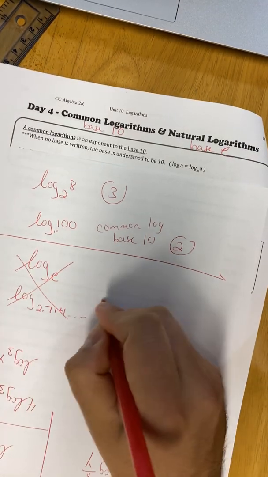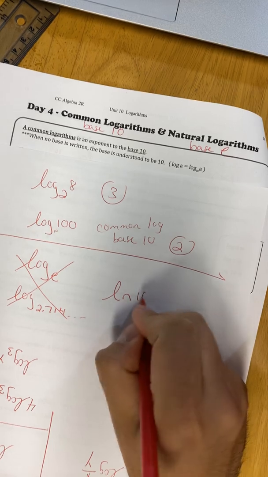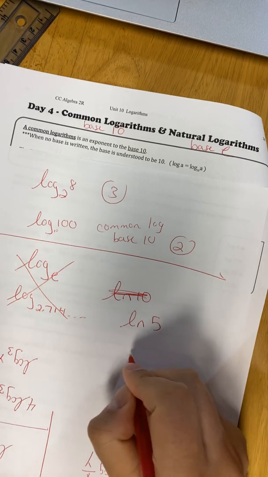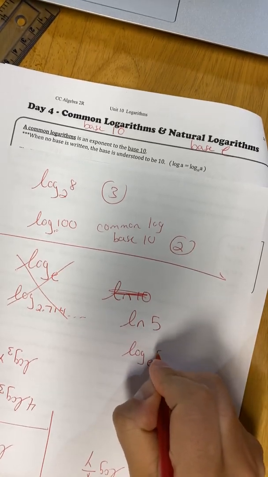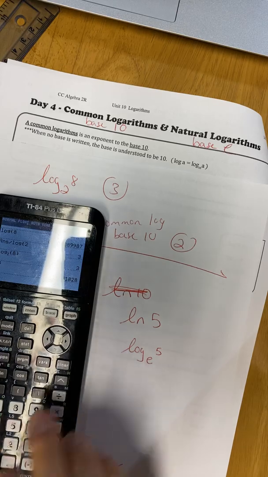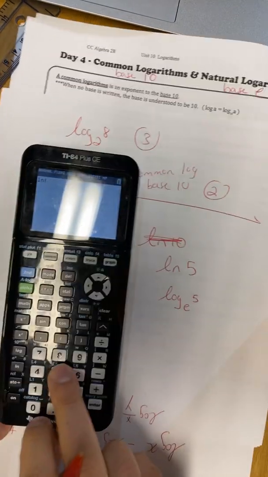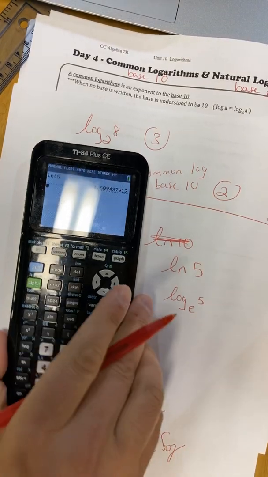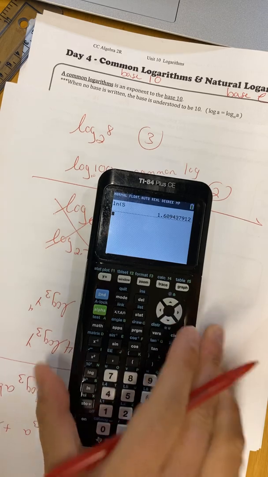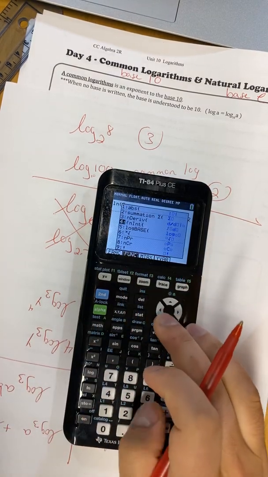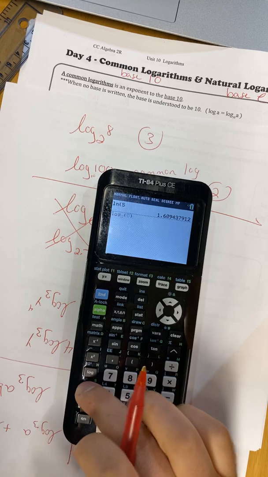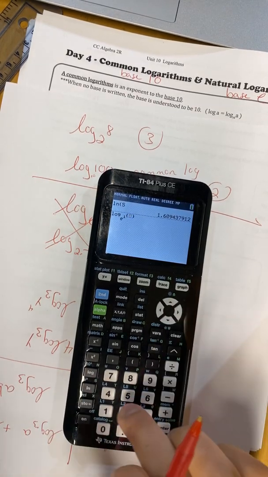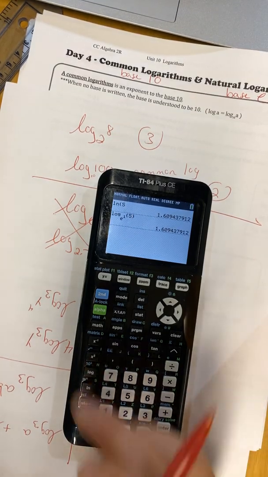But they don't write this. They write ln. So if I say ln of 5, that really means log base e of 5. So ln is found right here. If you hit ln 5, enter, you get 1.609. If you need e, hit second, e.